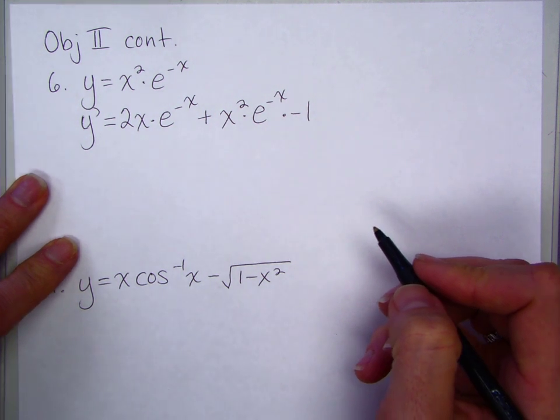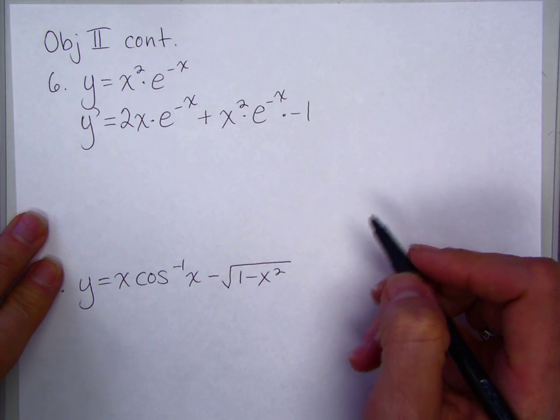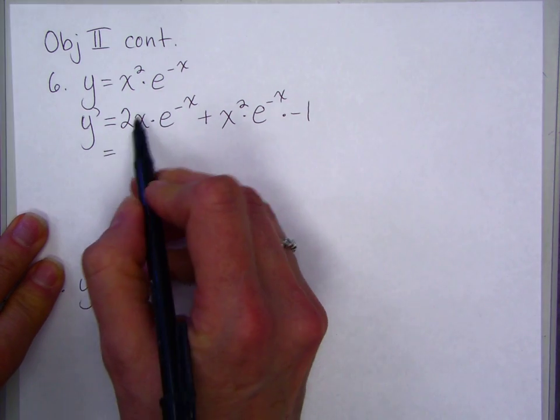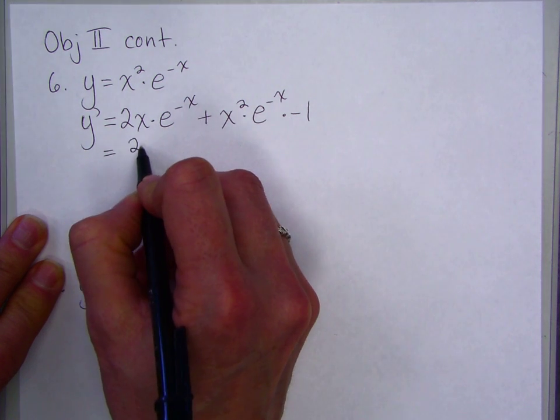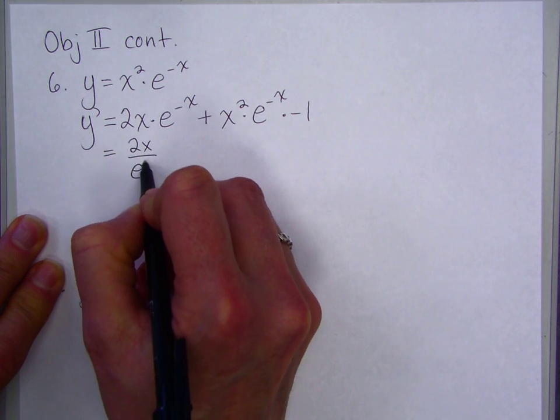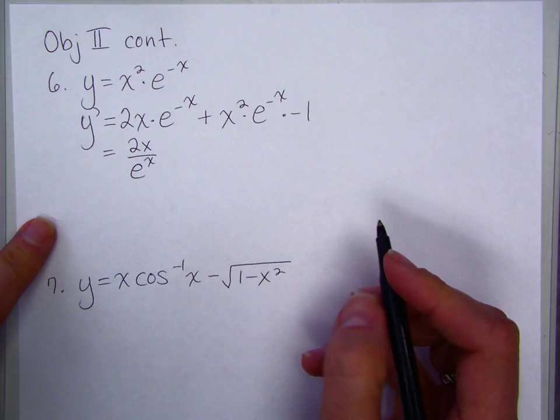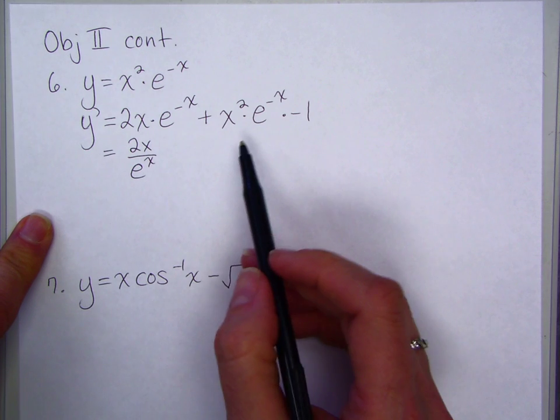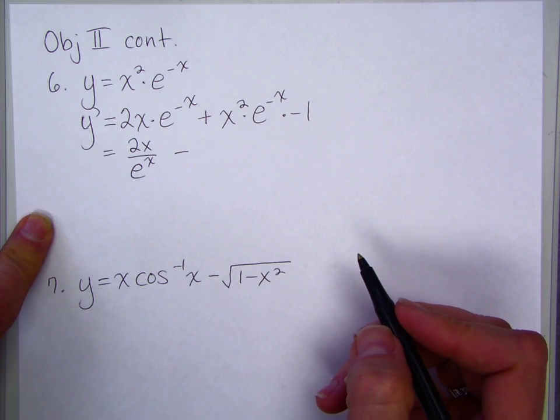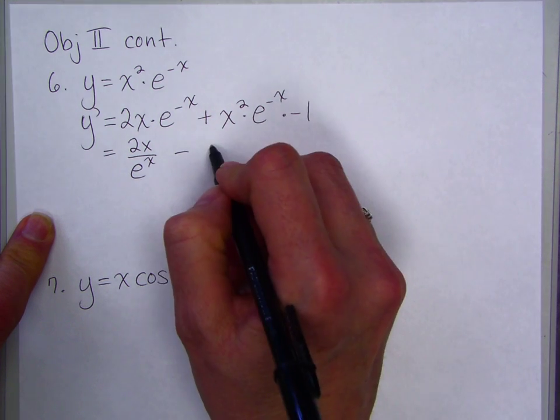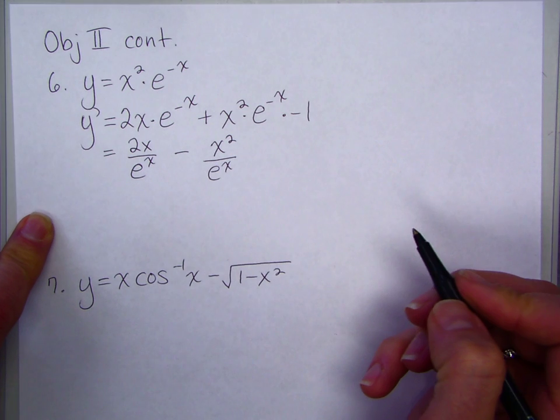Now the directions say no negative exponents, no fractions in fractions, and reduce as far as you can. So this first term, so that I don't have a negative exponent there, I'm going to rewrite it as 2x over e to the positive x. We're all good with that? If you move the power down, it becomes positive, okay? This next term would be a minus, right? Because we've got a negative in there. x squared also over e to the x.